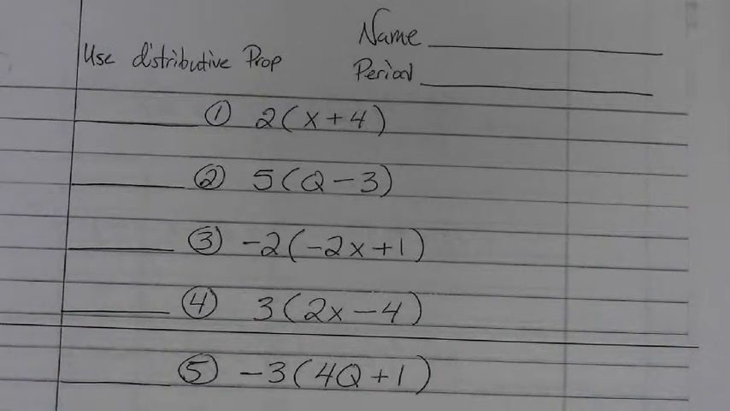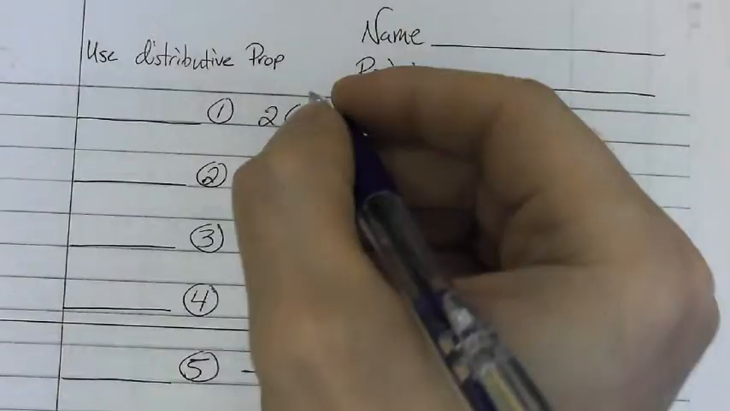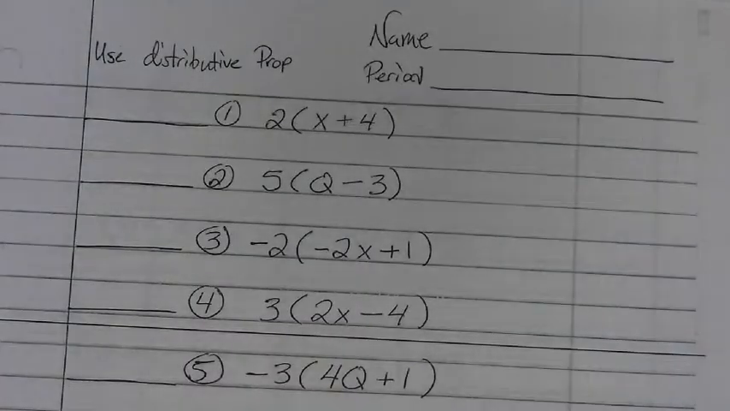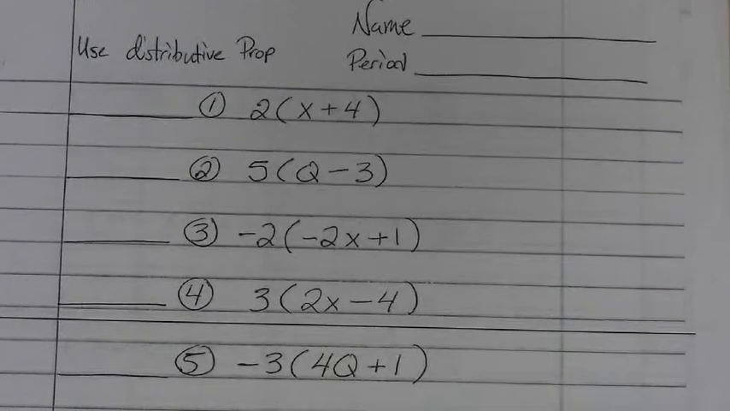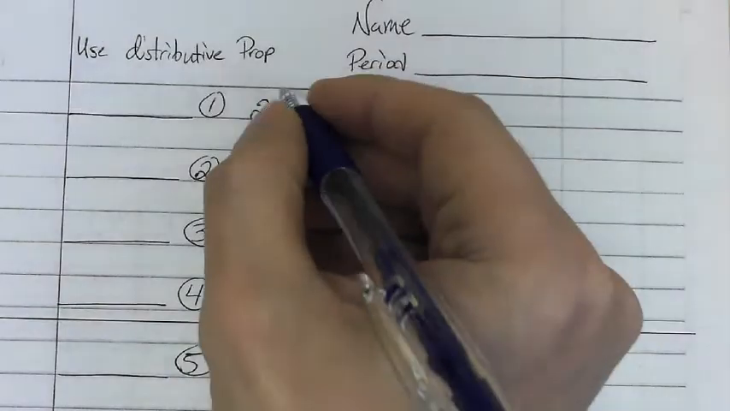Alrighty, boys and girls, so let's go over the most recent test and see how to get these answers. So the first couple questions we had to use distributive property on. What we want to do is distribute this number to all the terms inside the parentheses.